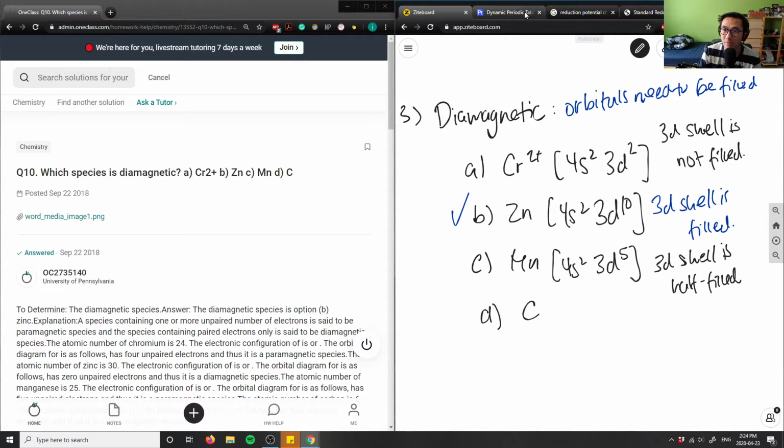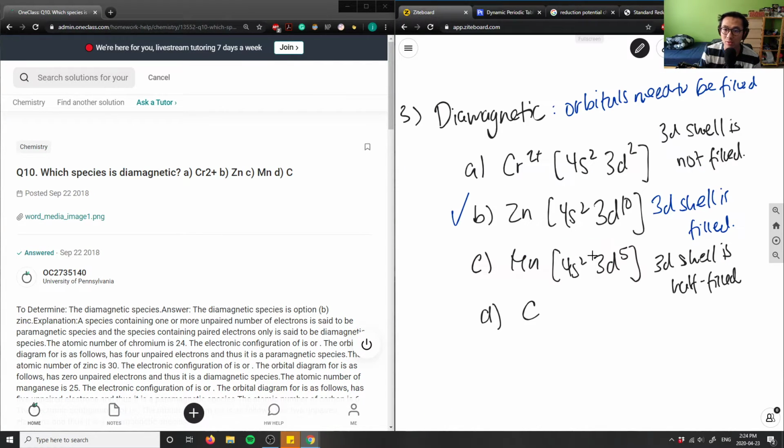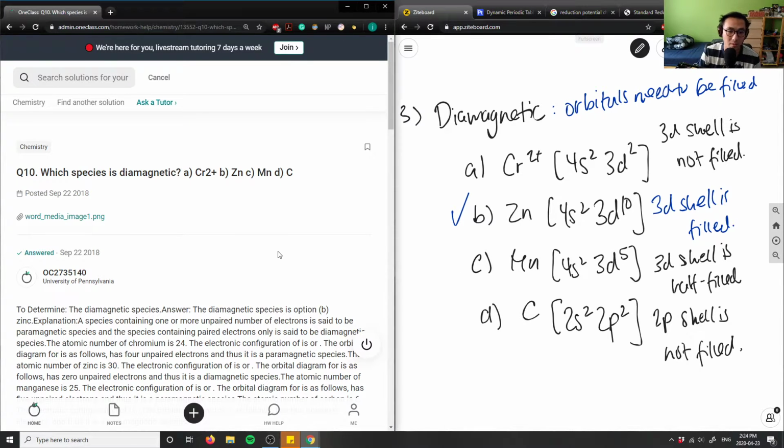And finally, carbon. If I look at the electron configuration, it's 1s2, 2s2, and then 2p2. And again, the 2p shell is not filled. Therefore, it's not diamagnetic, which means B here is our correct answer.